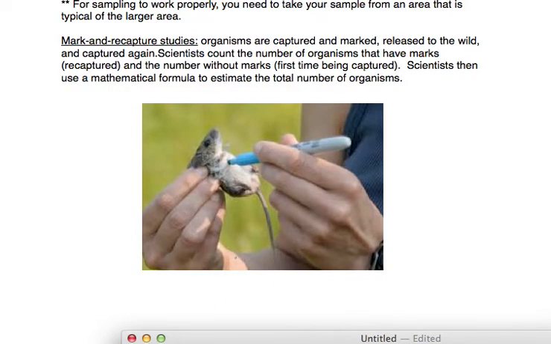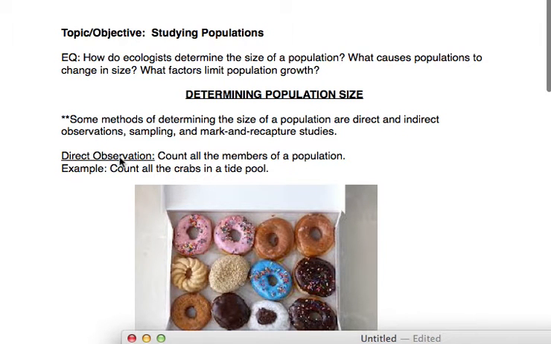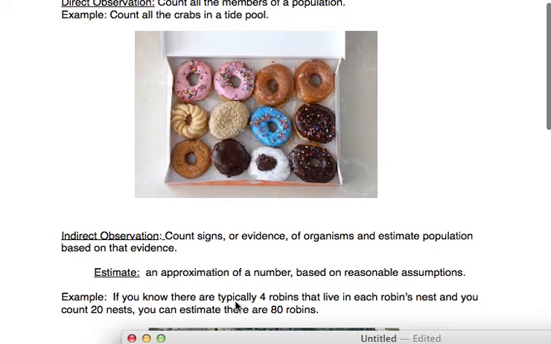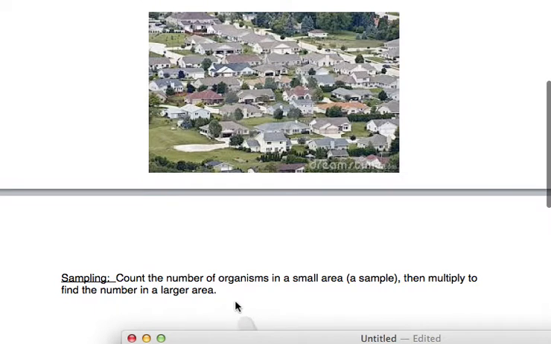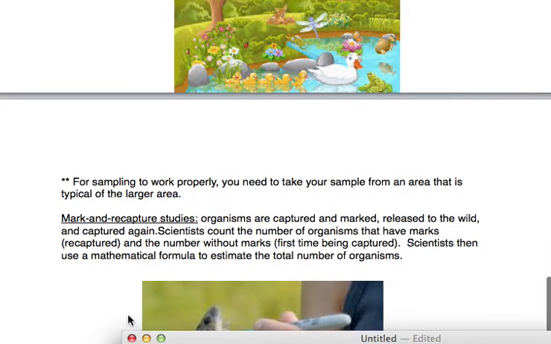Okay. So those are the four methods in which scientists can estimate a population. So how do they determine the population size? Direct observation, so you're counting all the members of a population. Indirect observation, where you're counting evidence of organisms and then estimating the population. Sampling, counting the number of organisms in a small area and then multiplying to find an estimate of the number in a larger area. And then mark and recapture, so you're capturing them, marking them, releasing them, and recapturing them, and using a formula to figure out how many are in the population.